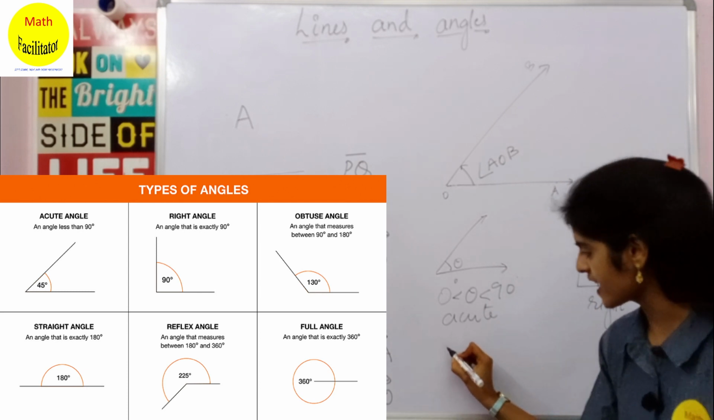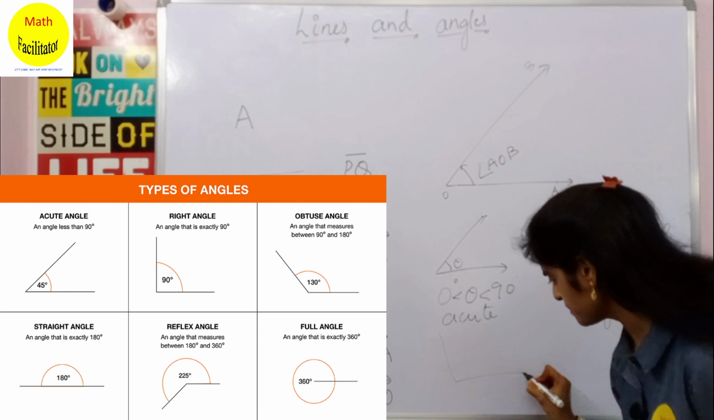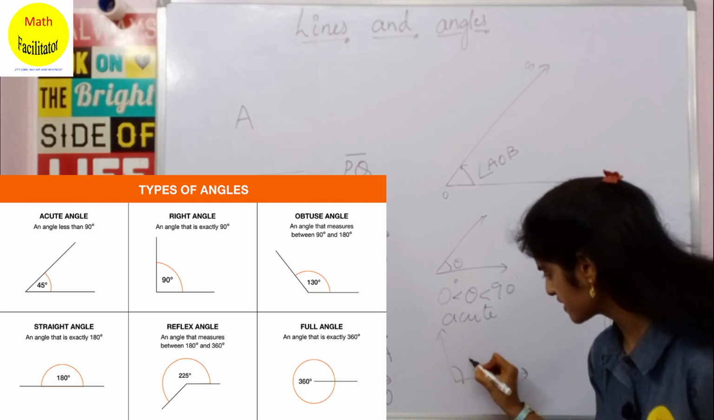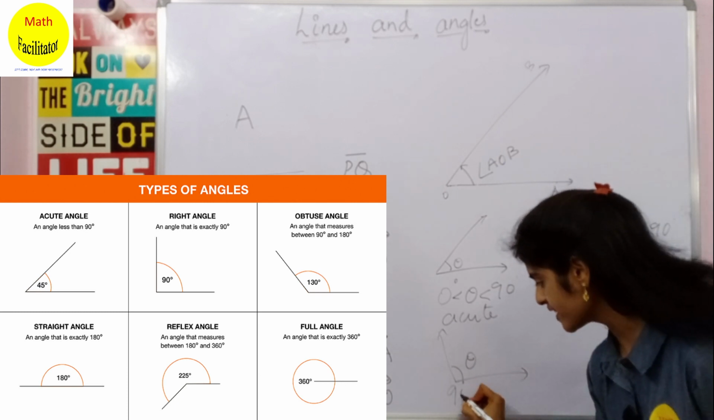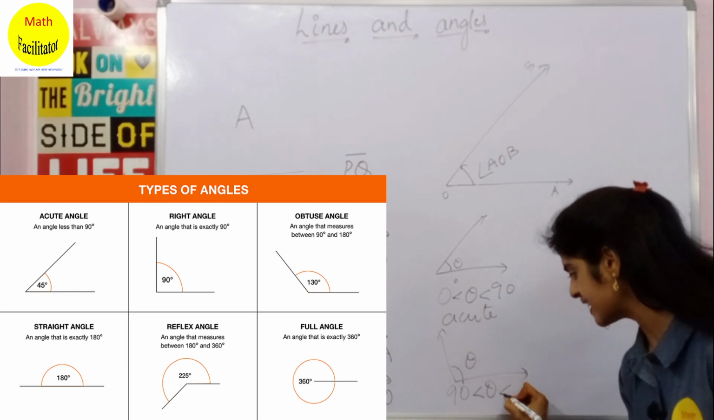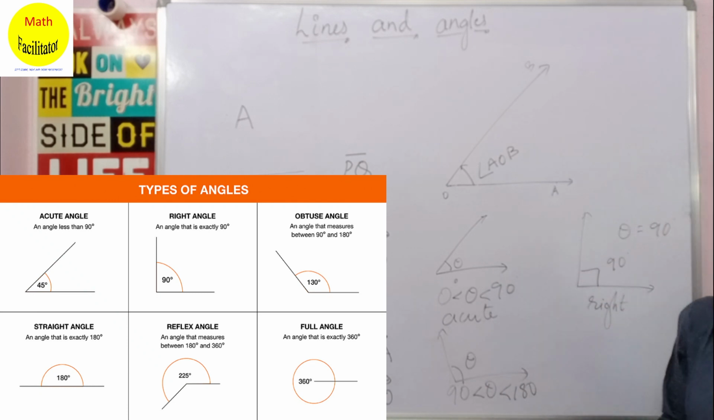Now suppose this is an obtuse angle, and suppose this is angle theta. This is called an obtuse angle. This angle is more than 90 and it should be less than 180. So an obtuse angle is always more than 90 and less than 180.